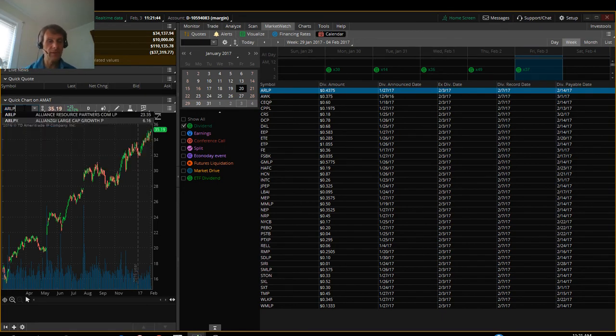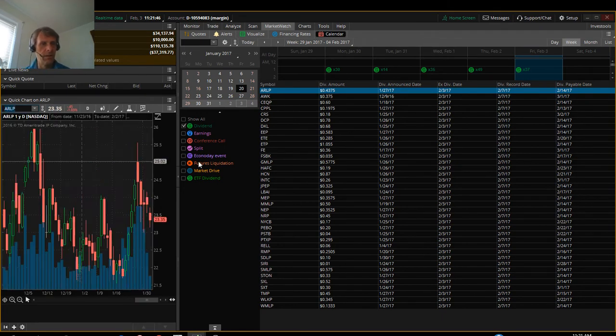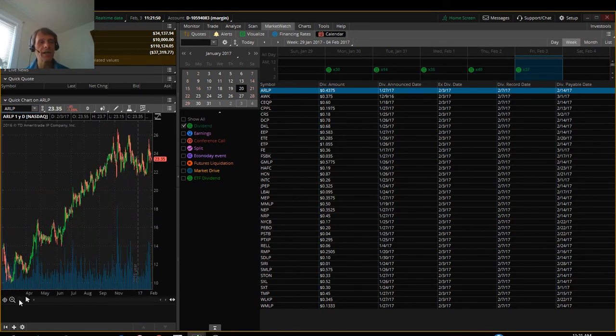ARLP. Let's go back and show you what the whole chart looks like. As of last year, ARLP starts out the year at 13.27. Comes down, hits a low right at the end of February, goes sideways for a little bit right into the first week of April, and then she shoots up nicely and hits a high.